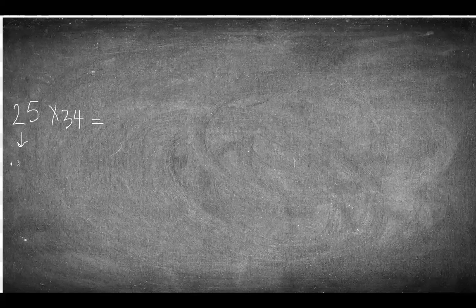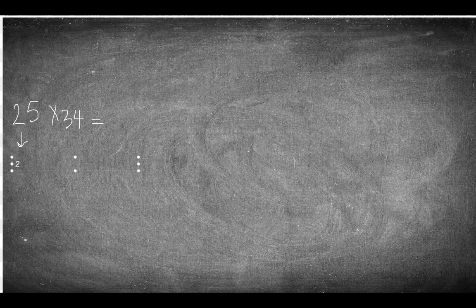So let's say I have 25 times 34. What do I do then? Well, the first factor is made out of 2 digits. So because it's made out of 2 digits, I am going to need 2 rows. So 2 digits means I need 2 rows.